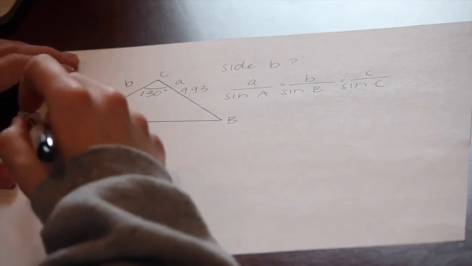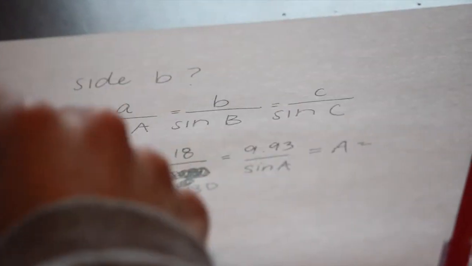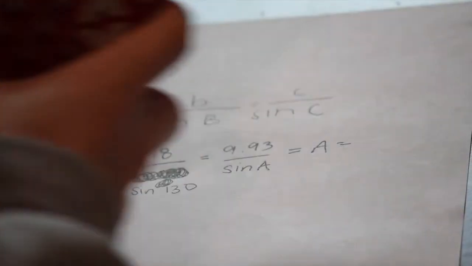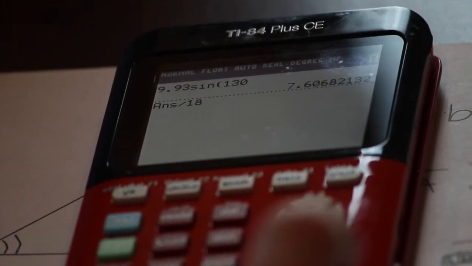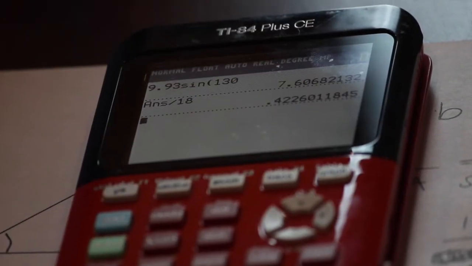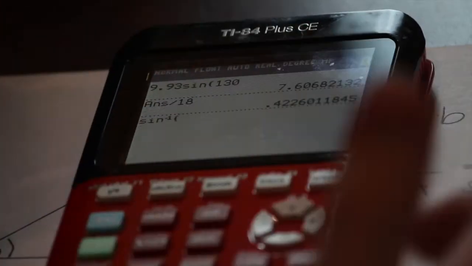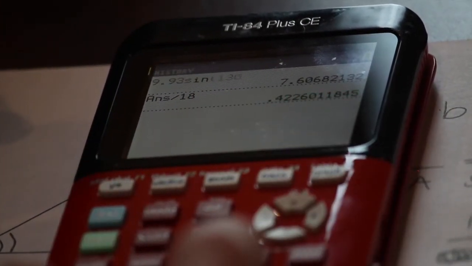Angle A right there. We're gonna write out our equation here. How about that? There's our equation right there. So what are we gonna do? Well, we're gonna plug this into our handy dandy calculators. You remember our cross multiplication, don't you? 9.93 sine 130 equals 7.606. And then we're going to divide that by 18. Now we're getting 0.426. And you know we're looking for an angle, so we're going to have to inverse our equation. You know we're using law of sines, so we're going to use inverse sine of 0.426.